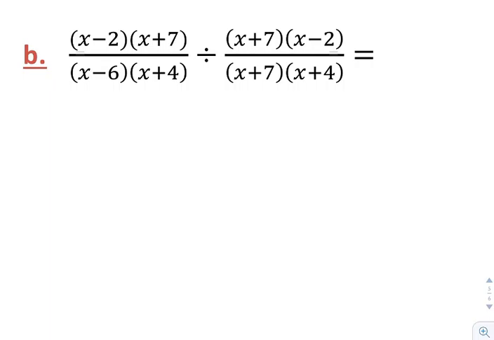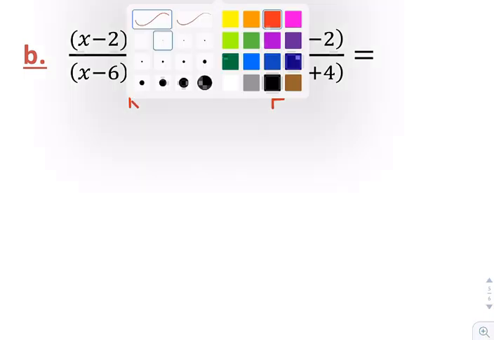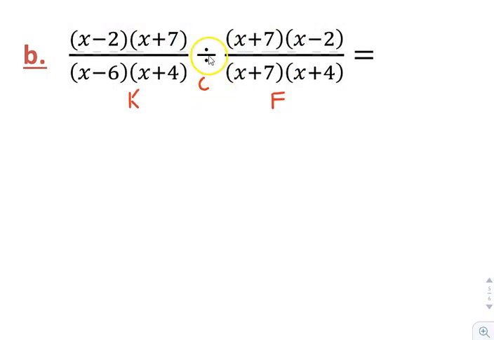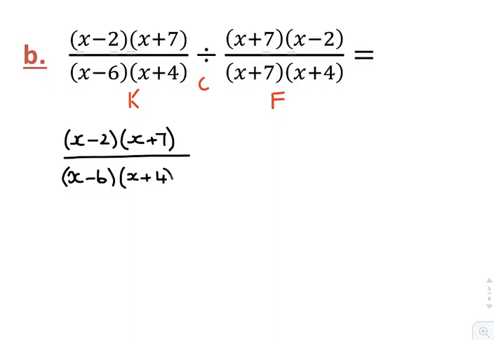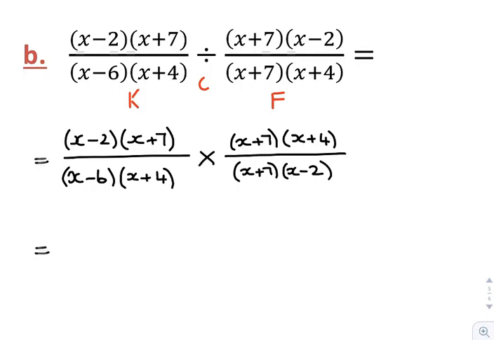In the second example, we have a keep, flip, change scenario. So we're going to keep our first fraction, we're going to flip our second, and we'll change the sign to our times instead. So we're going to keep, flip, change, and then cancel anything that we can cancel. So when we do this, we'll have the first fraction the same. We're going to write what was on the bottom on the top of our second fraction, and then we're going to change that sign to a times.